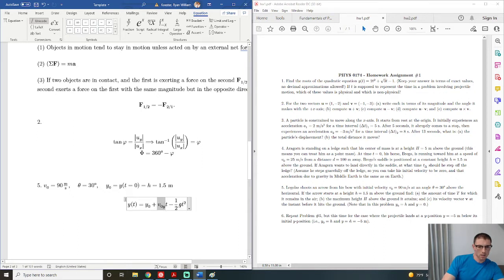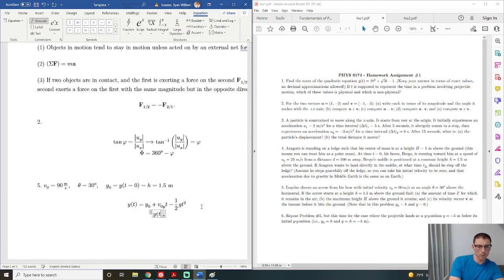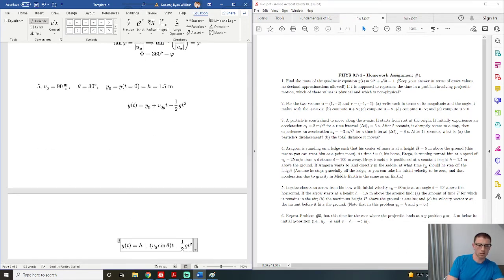The 1/2 g, of course, is just constant, and t is sort of our independent variable here. Let's make this a little more specific to our particular problem. I would write y of t equals h plus, now the y component of the initial velocity is just v naught sine theta. And then we just copy the rest of the equation straight from our formula sheet.